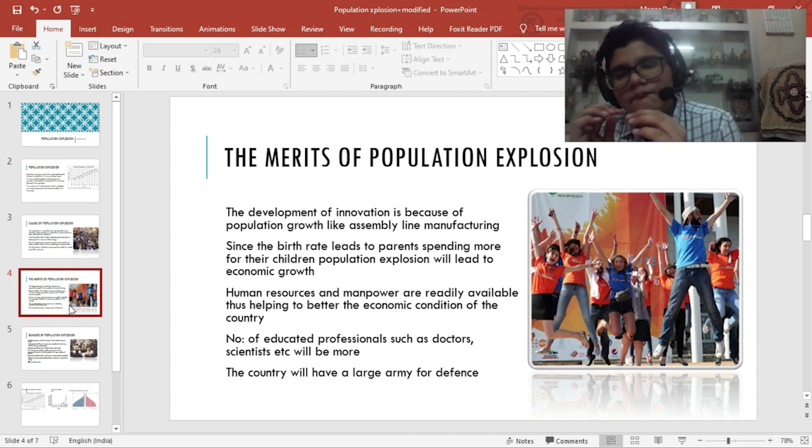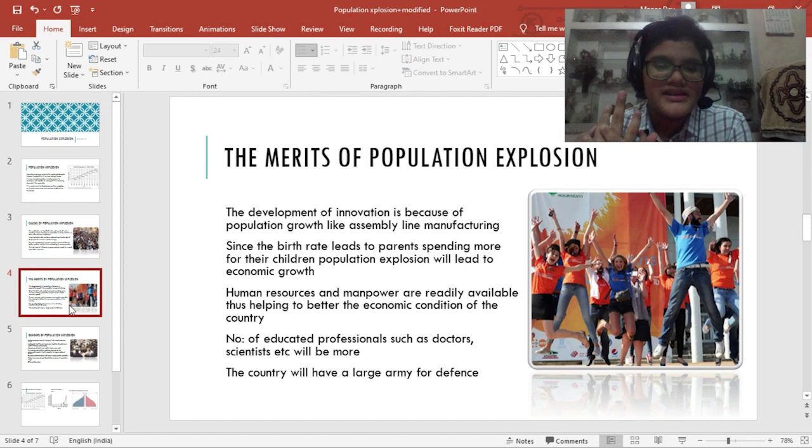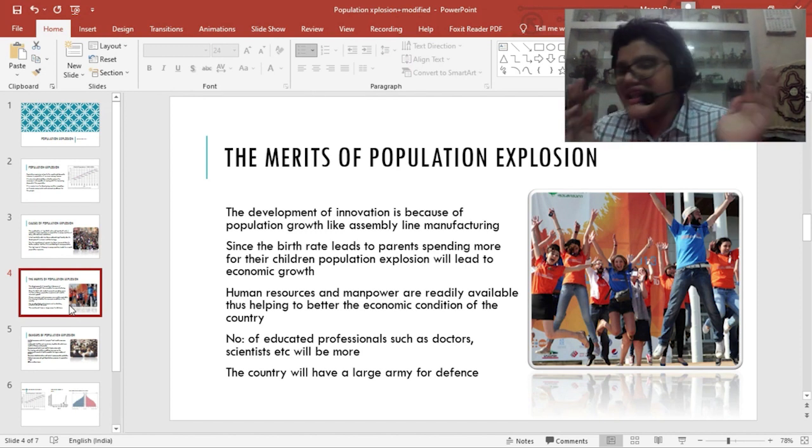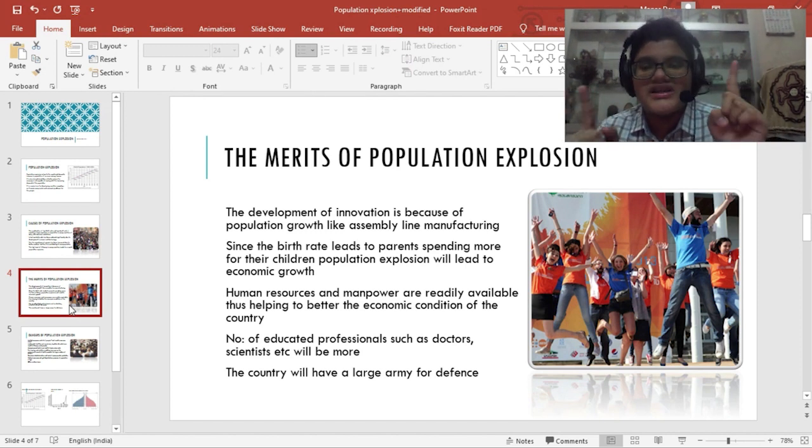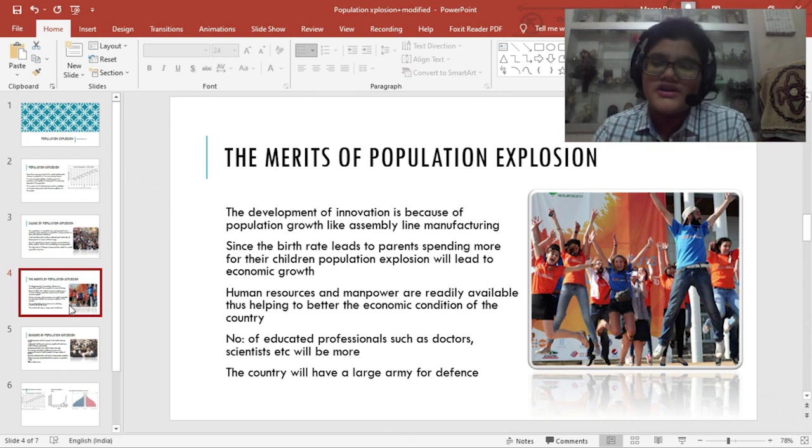Now, although you may think population explosion is bad, it has a lot of merits. For example, the development of innovation is because of population growth. For example, assembly line manufacturing was introduced to combat the needs of a large number of people. And also, since a higher birth rate leads to parents spending more on their children, population explosion will surely lead to economic growth.